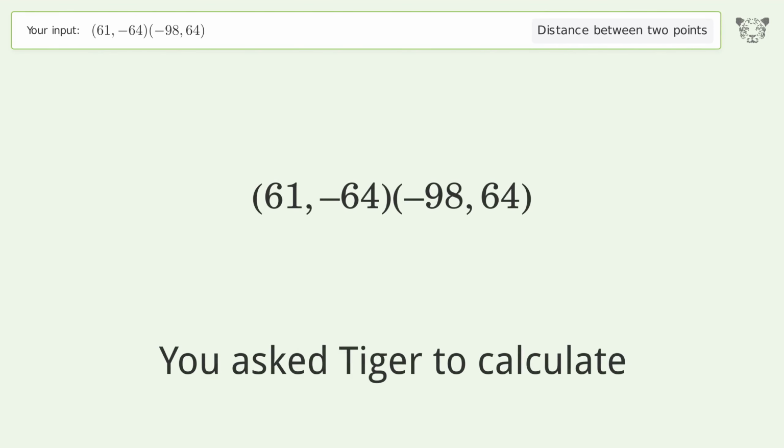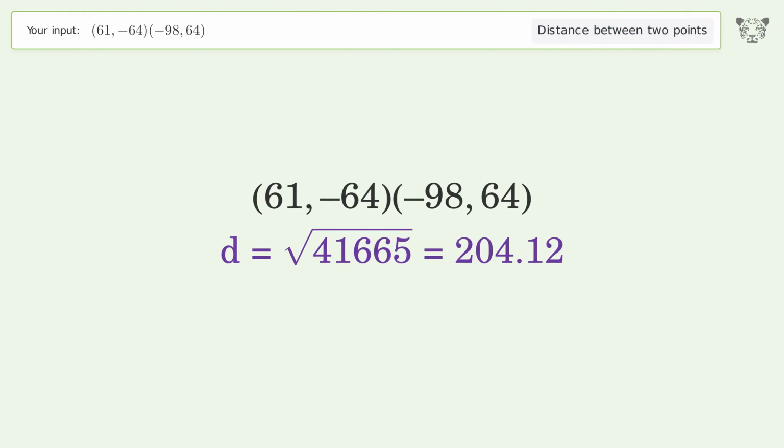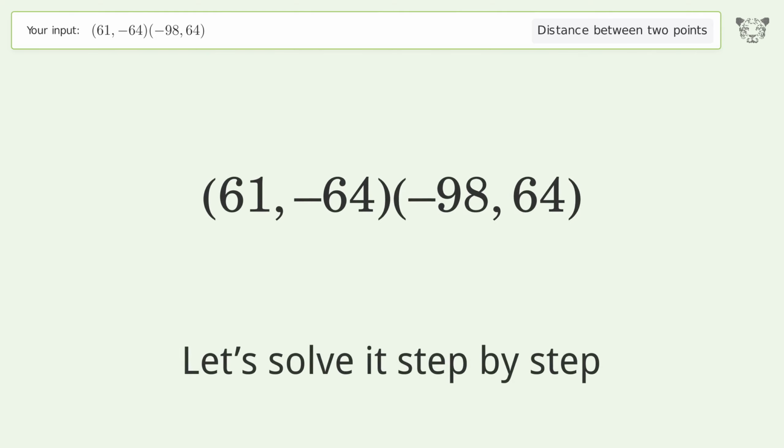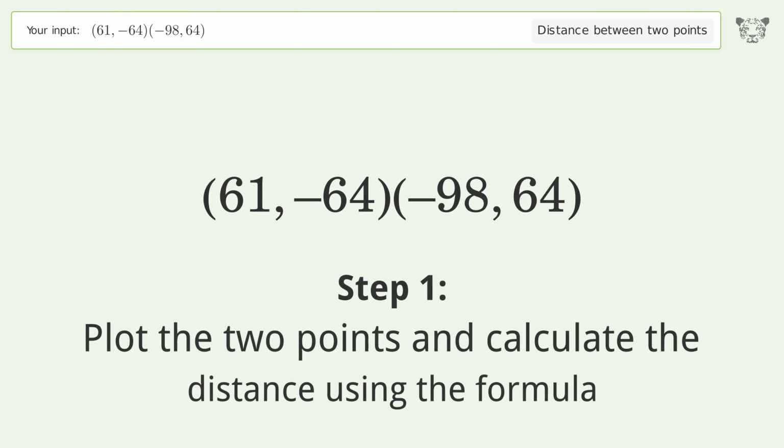You ask Tiger to calculate. This deals with the distance between 2 points. The distance between the 2 points is the square root of 41,665, or 204.12. Let's solve it step by step. Plot the 2 points and calculate the distance using the formula.